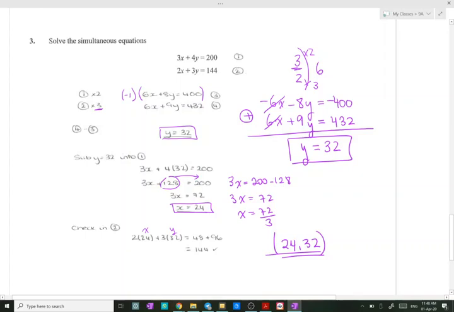when you replace x and y in the first equation, it will satisfy, it gives you 200. And when you replace x and y in the second, also they will satisfy the value 144. Therefore, this is the solution for both equations, and this is what we call the solution for the system of two linear equations.